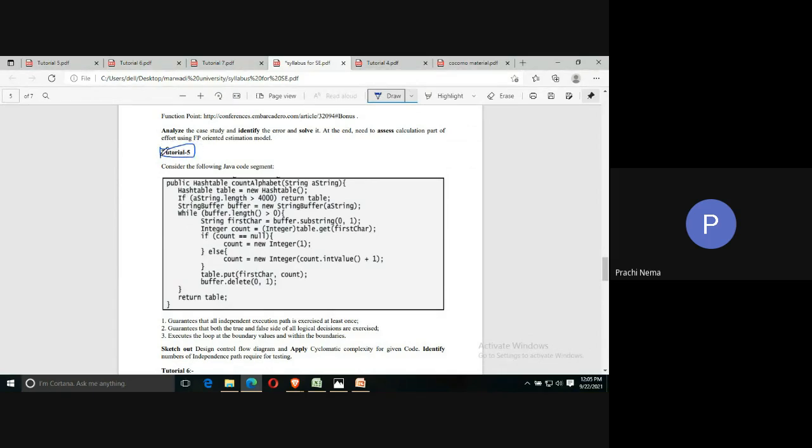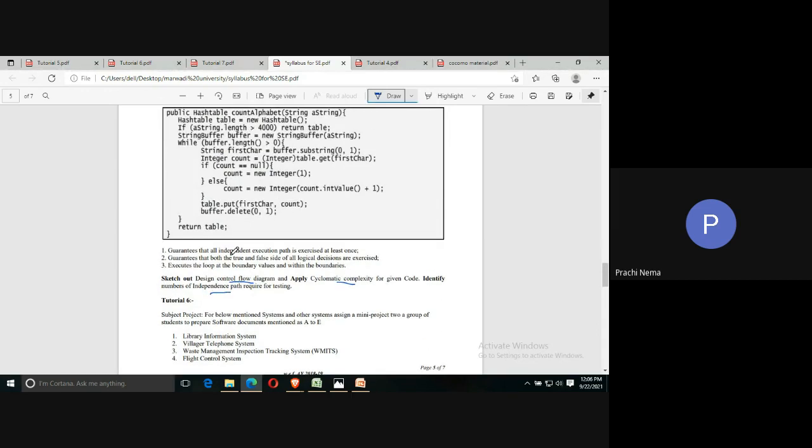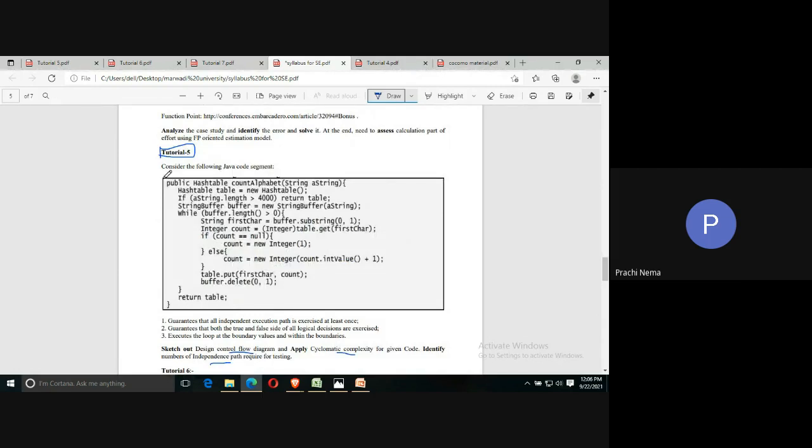Tutorial 5 is about control flow graph, cyclomatic complexity, and independent paths. Here you can see this code. For this code, you have to draw the control flow graph, calculate the cyclomatic complexity, and identify the number of independent paths. So for that you should understand the concept of control flow graph, cyclomatic complexity, and independent path. So we will start with that.